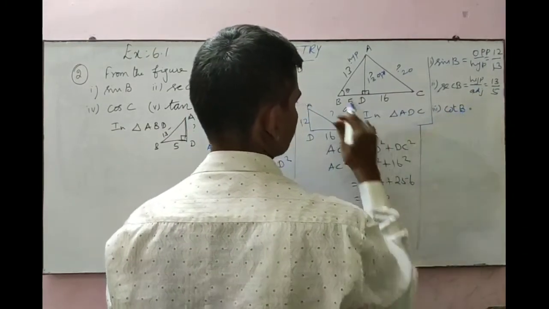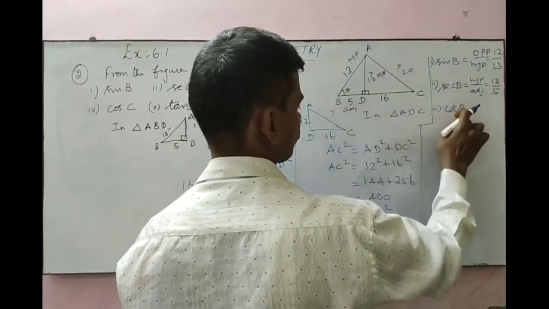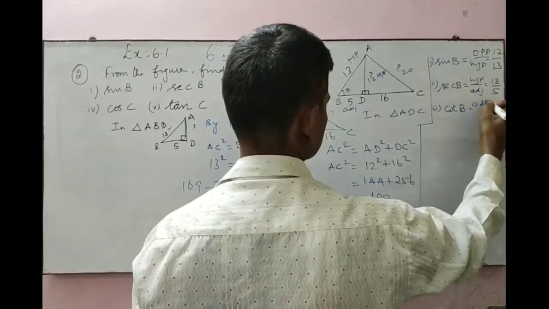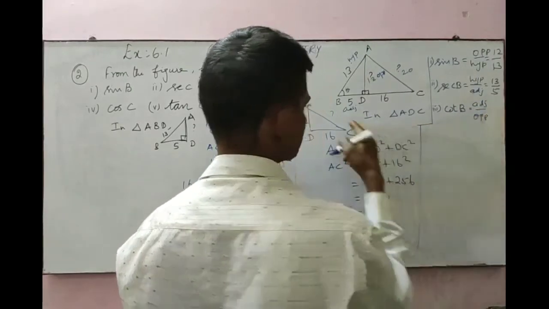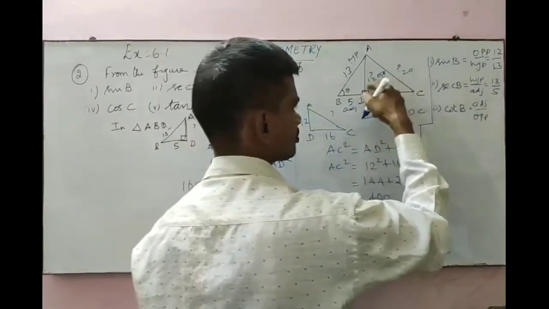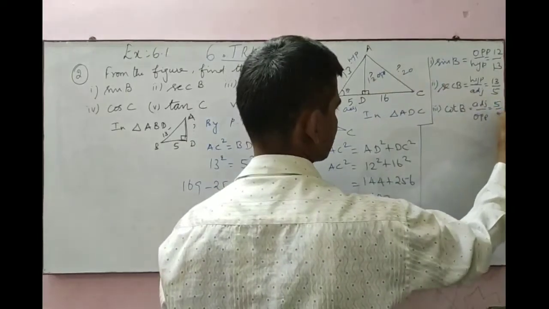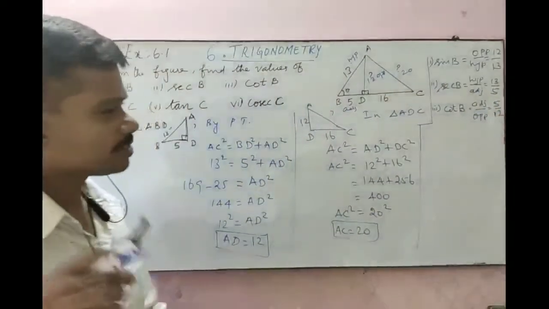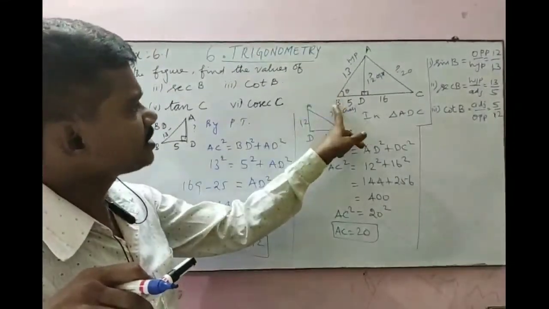Here B is theta. For the value of cot, the formula is adjacent by opposite. So adjacent by opposite side. What is the adjacent side? 5. Opposite side is 12. So you will get the answer as 5 by 12. So these are the three trigonometric values when B is theta.